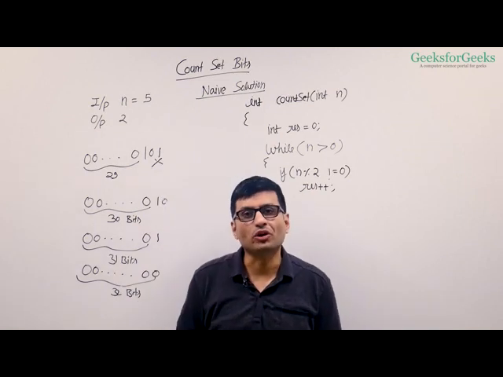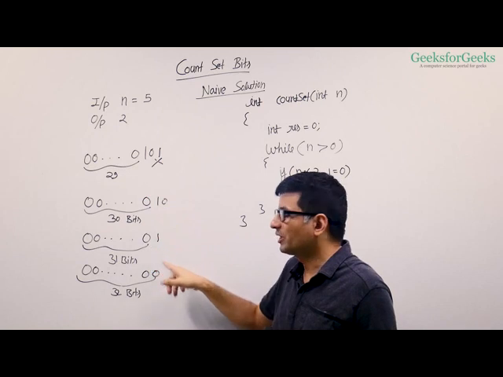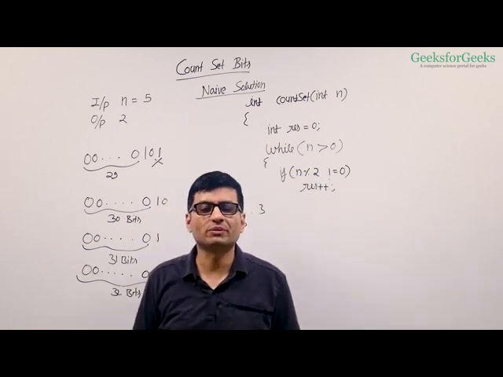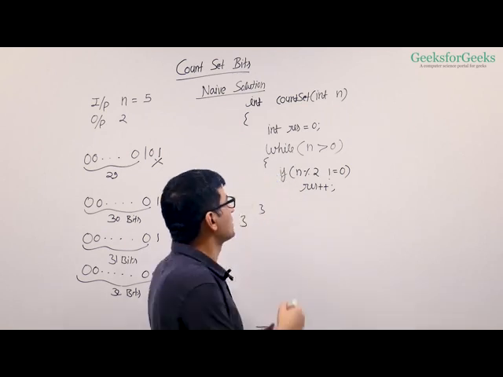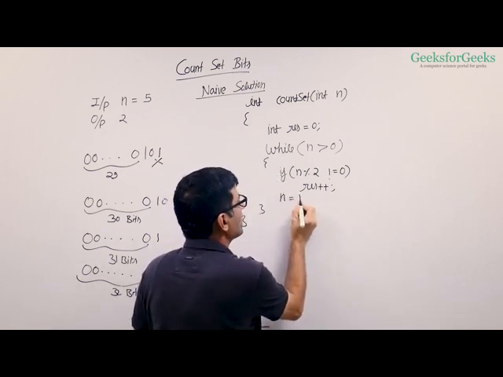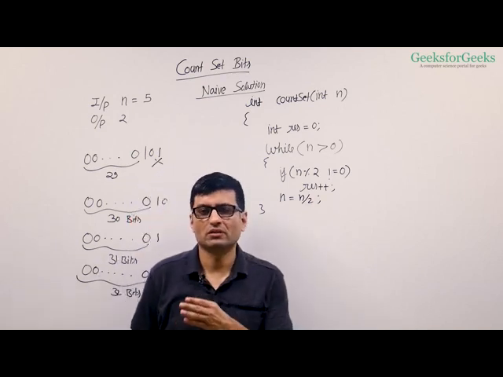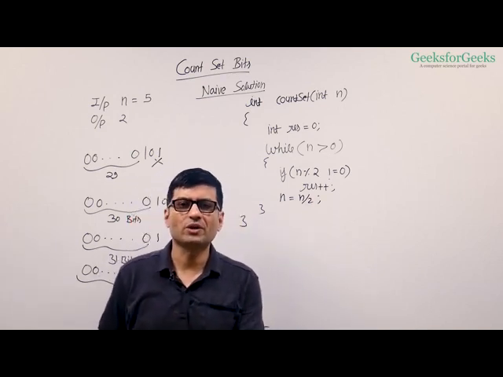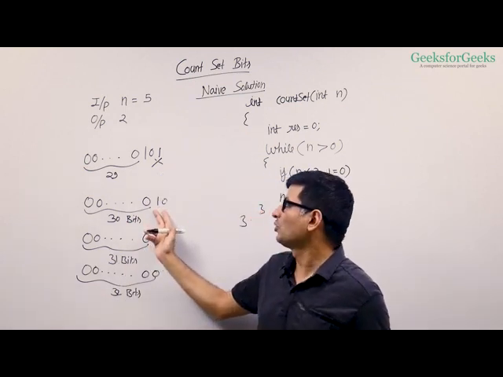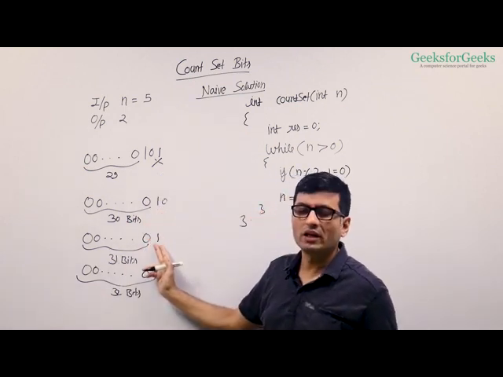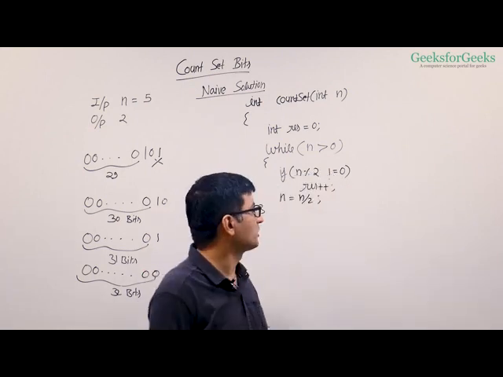We also need to remove the last bit as we did here, right? So how do we remove the last bit of a number? There can be multiple ways. One simple way is to do n = n / 2. You simply take 5 divided by 2, you will have 2. Then 2 divided by 2, you will have 1. And 1 divided by 2, you will have 0. So you simply do n = n / 2.